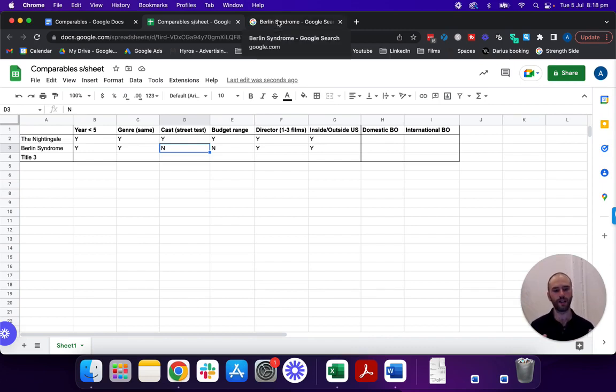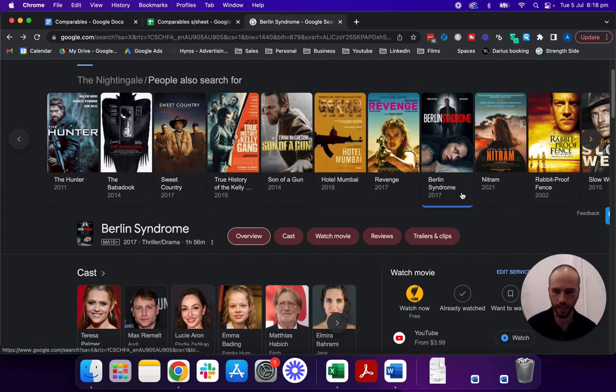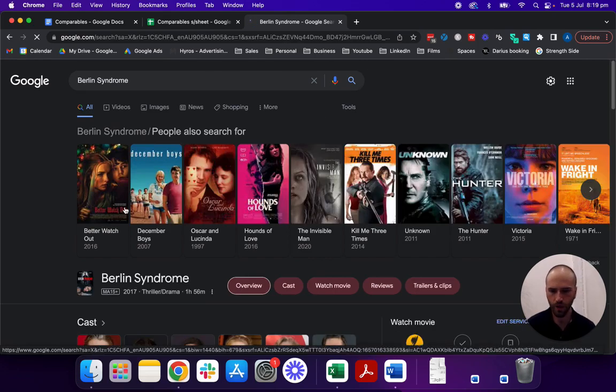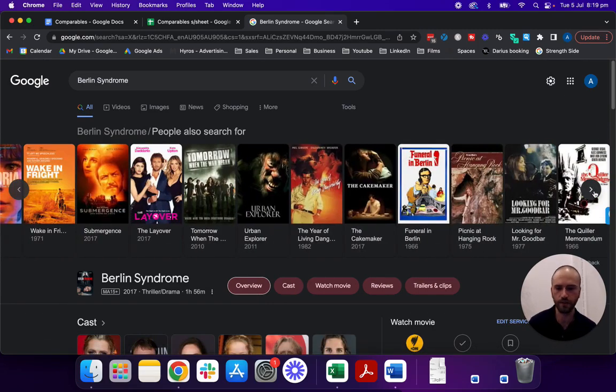It's quite a contained thriller, and it's not like you're comparing a horror film to an action film. So it's still in the same realm. So that's basically how I do it. And I would just keep going through, hit Berlin Syndrome, and then I'd go see more again. And then just keep going through this time after time and trying to find those 3 films that are really comparable.